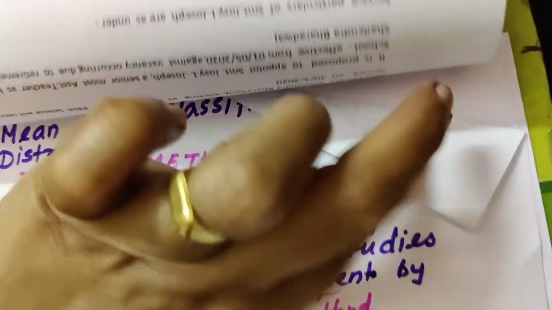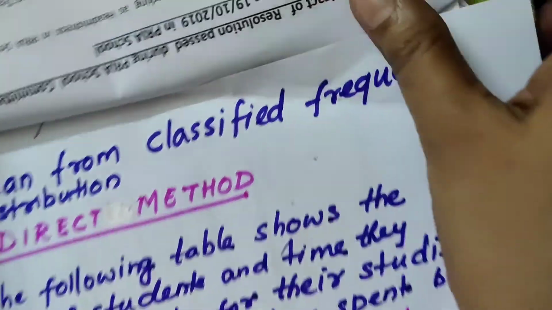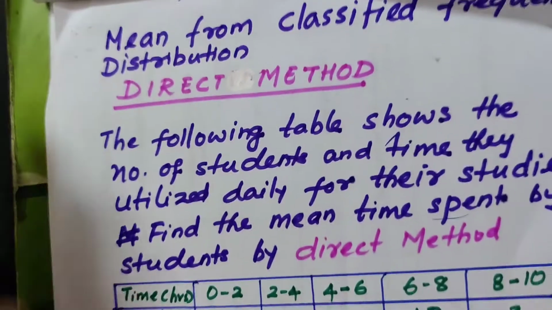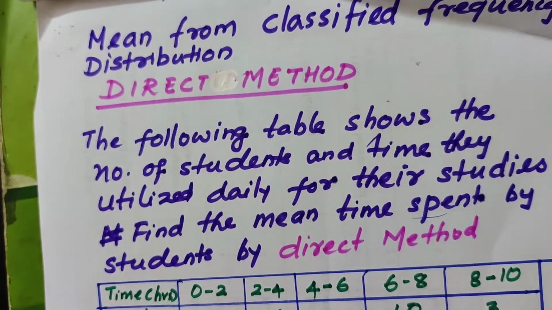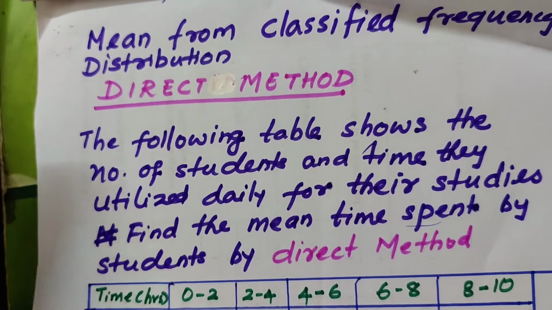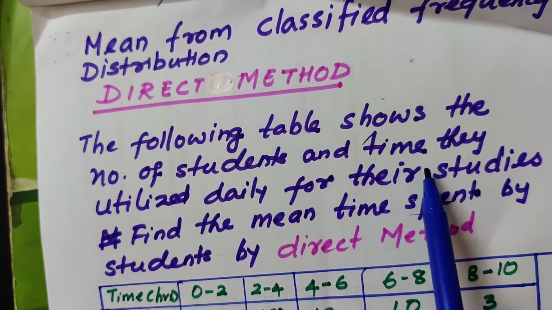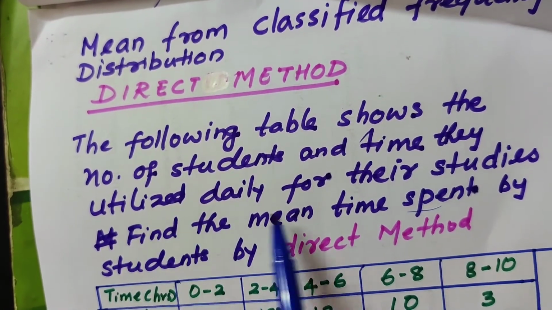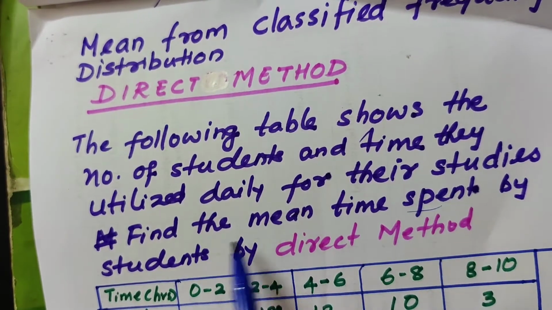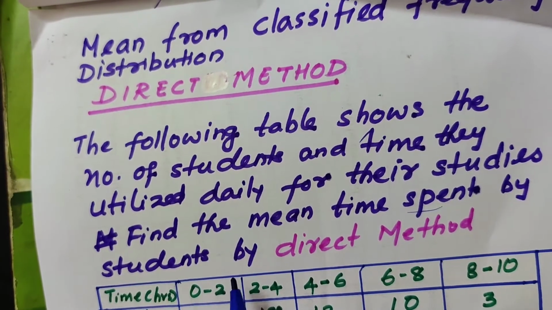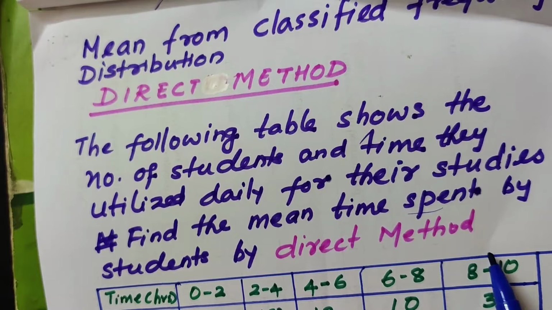Here I have given some sums. Mean from classified frequency distribution in direct method. For that purpose we require some formula. So this is the question. The following table shows the number of students and the time they utilize daily for their studies. Find the mean time spent by students for the studies by direct method.